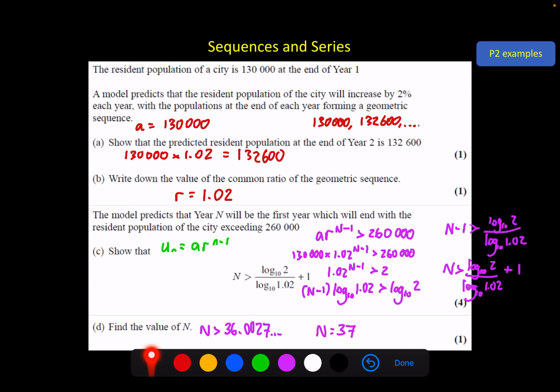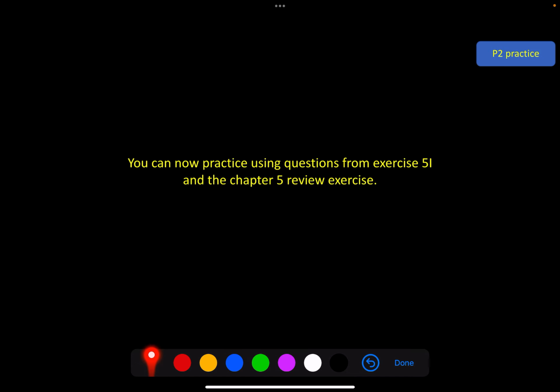And that is the end of our sequences and series chapter. If you've got the textbook, you can practice this sort of modeling question using exercise 5I, and you can practice all of this chapter with a mix of questions from the chapter 5 review exercise. And maybe I'll see you in another video series.